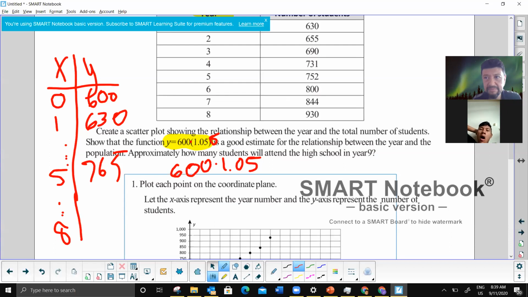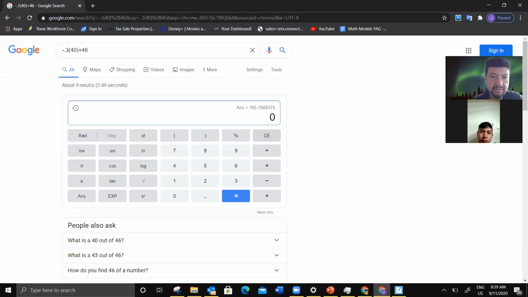The reason I'm skipping is that I don't want to go through the whole table, so I pick up some points. 600 times 1.05 raised to the power of 8. Dad, you forgot the decimal. Oh, you're right. That would have really affected me. I'd be like, what happened? Okay, 886.